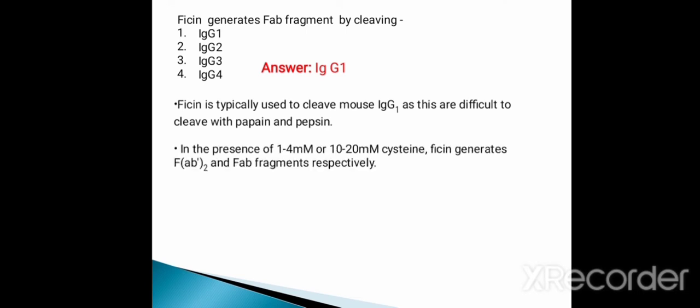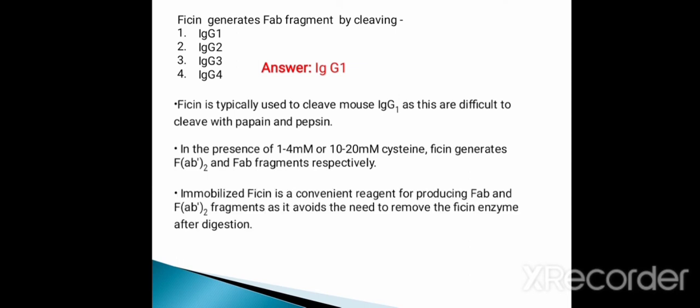In presence of 1 to 4 millimolar or 10 to 20 millimolar cysteine, ficin generates Fab2 fragments and Fab fragments respectively. That is, in presence of 1 to 4 millimolar cysteine, ficin generates Fab2 fragments, and in presence of 10 to 20 millimolar cysteine, ficin generates Fab fragments. Immobilized ficin is a convenient reagent for producing Fab and Fab2 fragments as it avoids the need to remove the ficin enzyme after digestion. Ficin is a thiol protease.